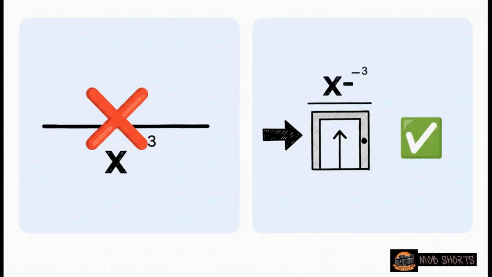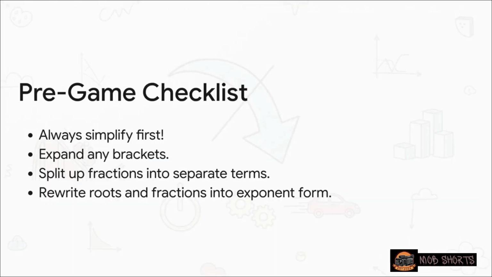And here's the other big one you'll see all the time. The power rule needs that x up on the main level, in the numerator. So if you've got something like 1 over x cubed, no problem. Just bring that x cubed upstairs. The only thing that changes is the exponent flips to negative. Now it's ready for action. So think of this as your pre-flight checklist. Before you even think about differentiating, always simplify first. Pop open any brackets, split up fractions into neat individual terms, and this is the big one. Rewrite every root and fraction into that proper x to the power of n format.